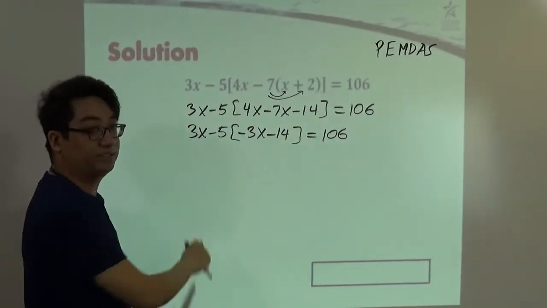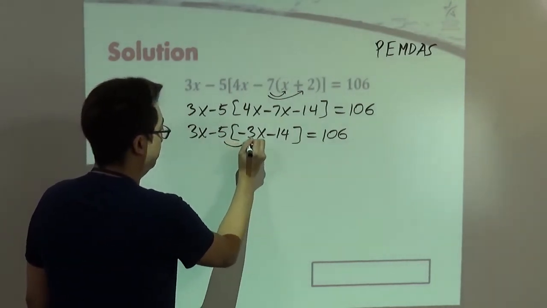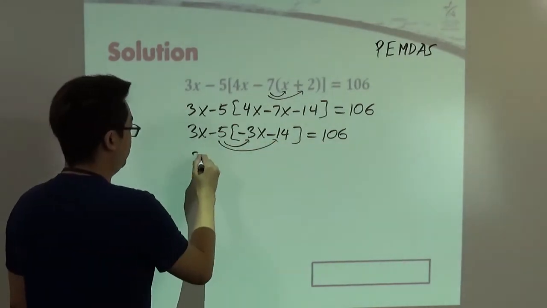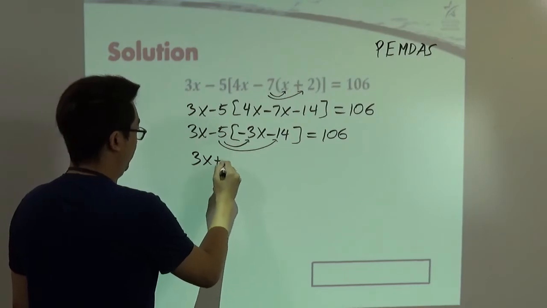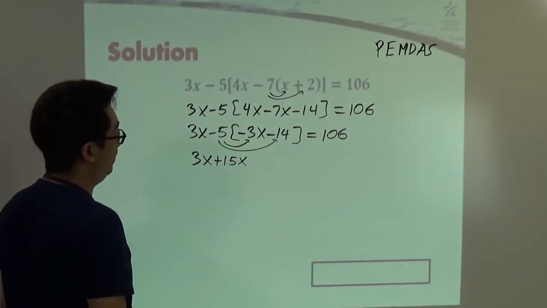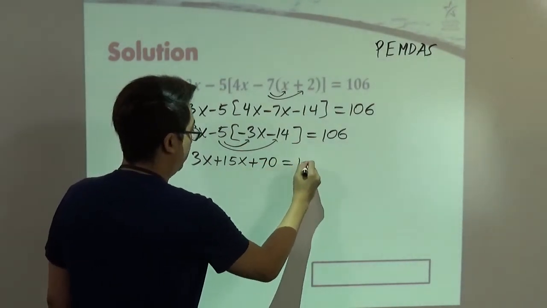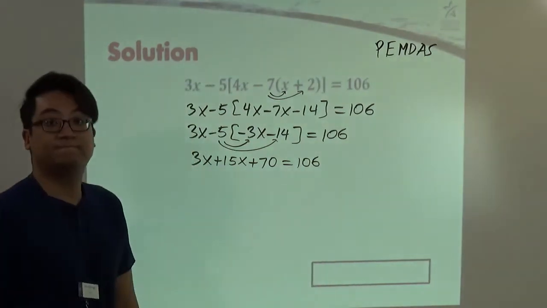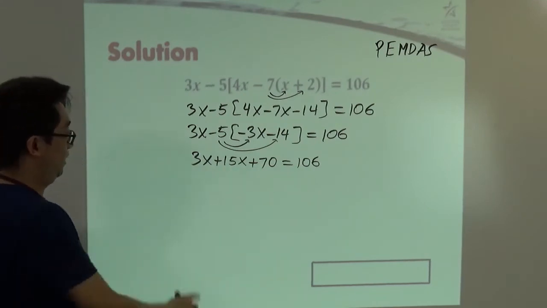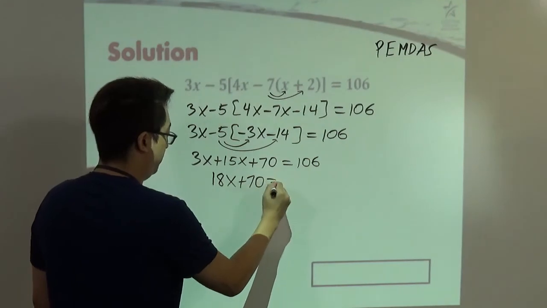So we move on to our outside, which is a multiplication. So this multiplication is another distribution. I distribute negative 5 into everything inside my bracket. So I have 3x plus 15x. And then negative 5 times negative 14 is positive 70, equals 106. Right? So now I see I can consolidate my 3x and 15x. I can combine them. It gives me 18x plus 70 equals 106.